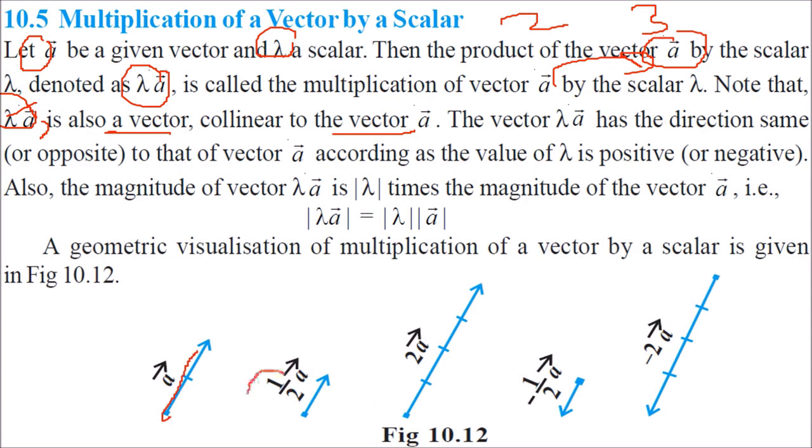If you multiply some scalar, say half, into a, it will be half of this. If you multiply twice of a, it will be twice of it. Minus half of a will just change the direction. Minus 2a will change the direction and also make it twice. So the magnitude of the vector lambda a is lambda times, you can make it positive, the magnitude of the vector a, that is, the magnitude of lambda a will simply be equal to lambda into the magnitude of a. So these are the geometric visualization of the multiplication of a vector by a scalar.